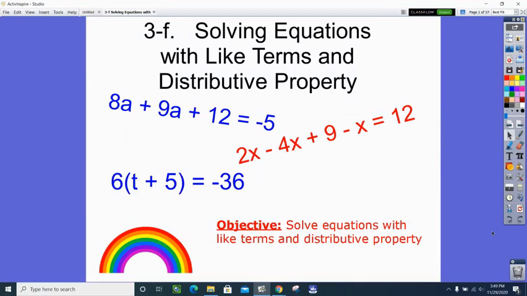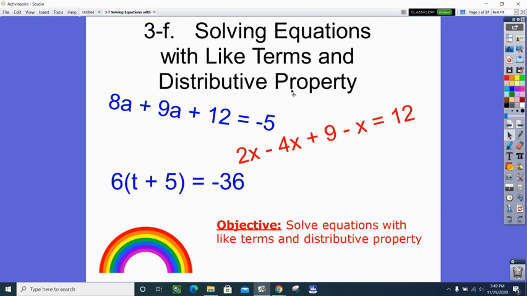Today's lesson is not going to be in the book, so you're going to need a piece of paper. The reason it's not in the book is because what we are reviewing today was done in previous years. So we're going to just take a step off the highway here before we move on in equation solving in 8th grade. And we're going to talk about solving equations that have like terms and distributive property.